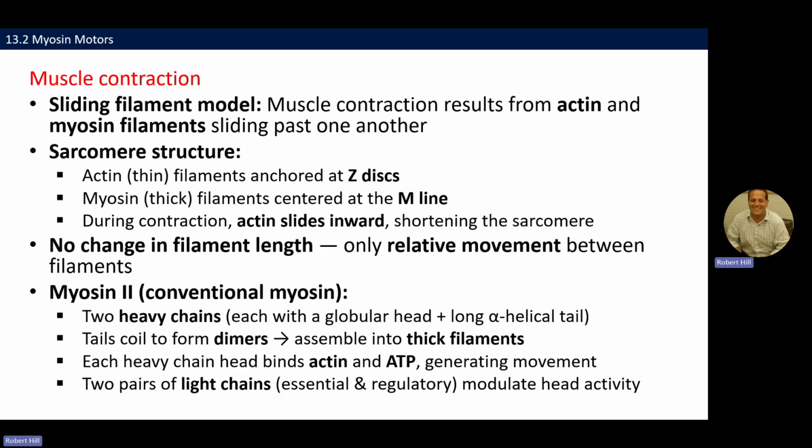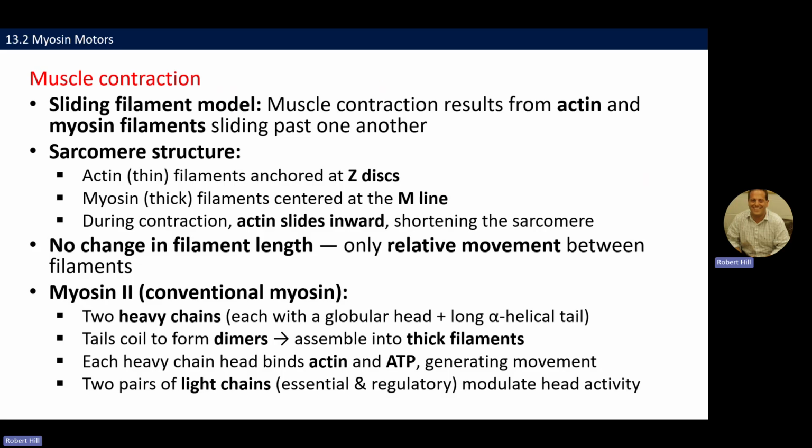All right, so during contraction, actin and myosin filaments slide past one another. The actin filaments move inward towards what's called the M line. This shortens the sarcomere, but it does not change the length of the filaments. The filament length remains unchanged. The Z discs are just basically dislocating, right? They're changing location. The major motor that drives this process is the protein myosin 2.